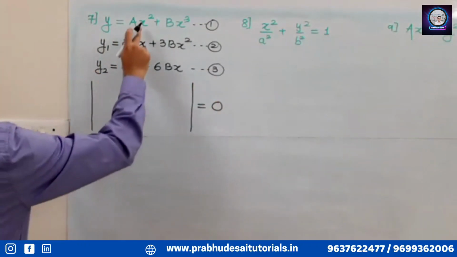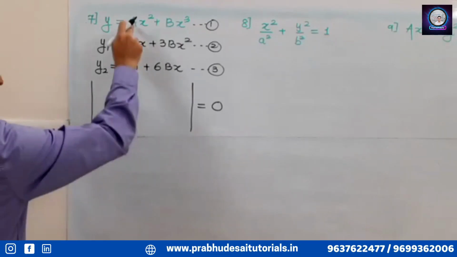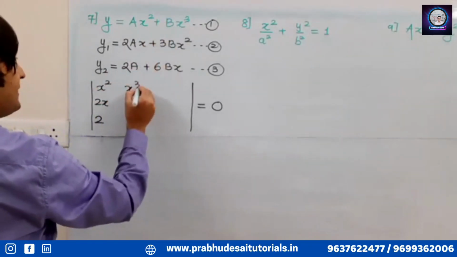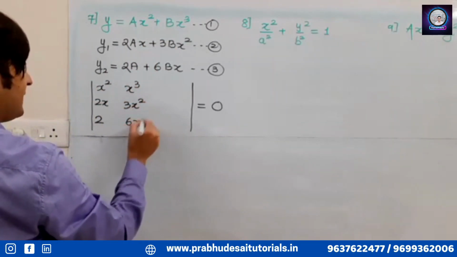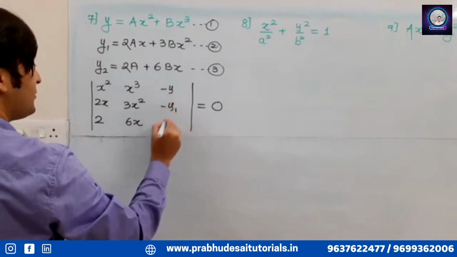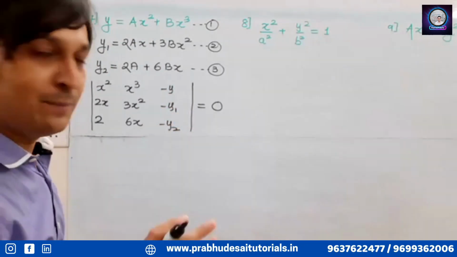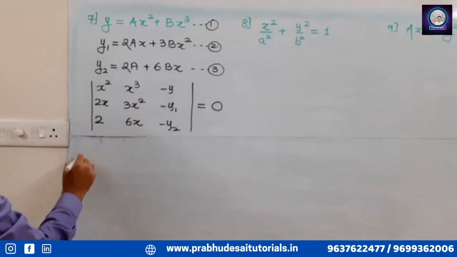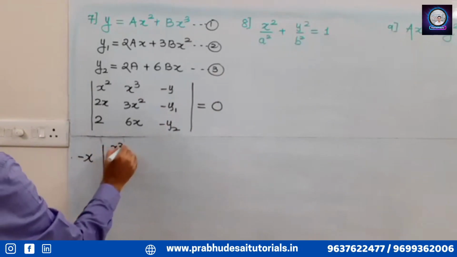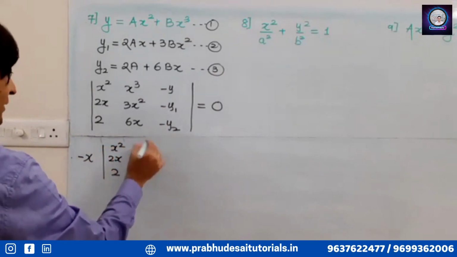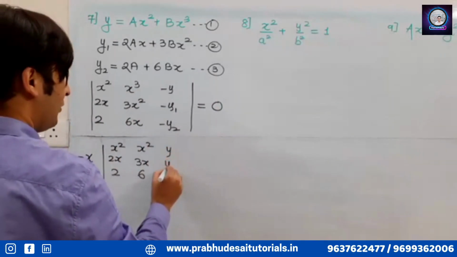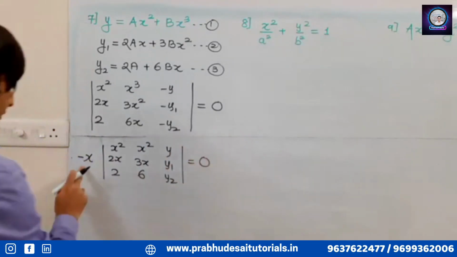And what's that? Coefficients of a are, because a we want to eliminate, x squared, 2x and 2. Coefficients of b are x cube, 3x square, 6x. Coefficients y1 and y2 on the right side, that means minus y, minus y1 and minus y2. Now to simplify this, what can you take common from the second column? x. From the first column, nothing possible. Last column, minus sign. So what we have: x squared, 2x, 2. Here x square, y, x taken common. 3x and 6, correct? x taken common. y, y1 and y2. If you remember, this is going to be 0 on the right side.